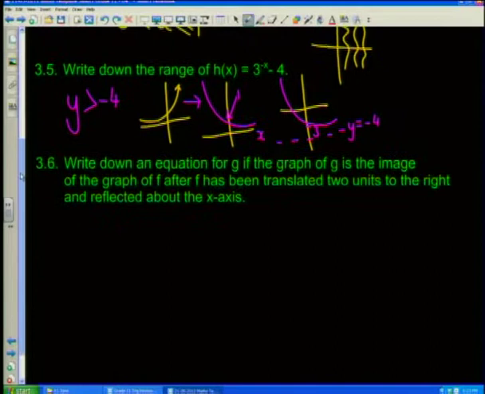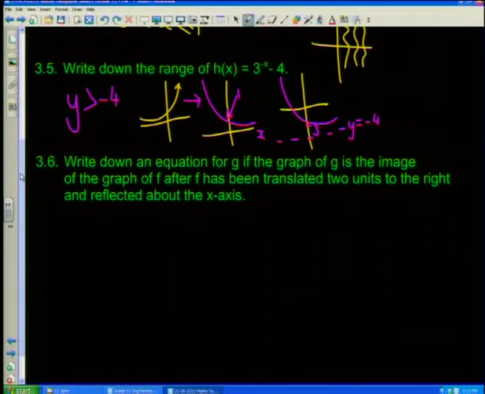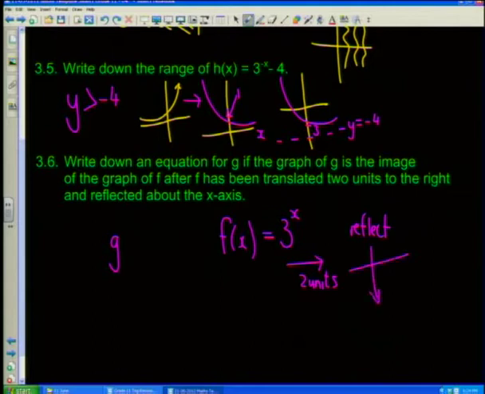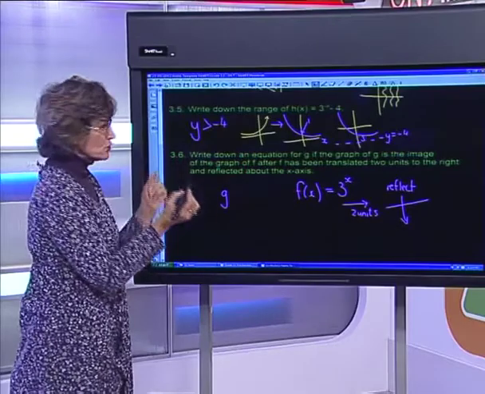And lastly, write down an equation for g, if the graph of g is the image of the graph of f after f has been translated 2 units to the right. So let's take our f of x, which is this guy. We want to translate it 2 units to the right, and then we want to reflect it across the x-axis. So keep your wits about you.